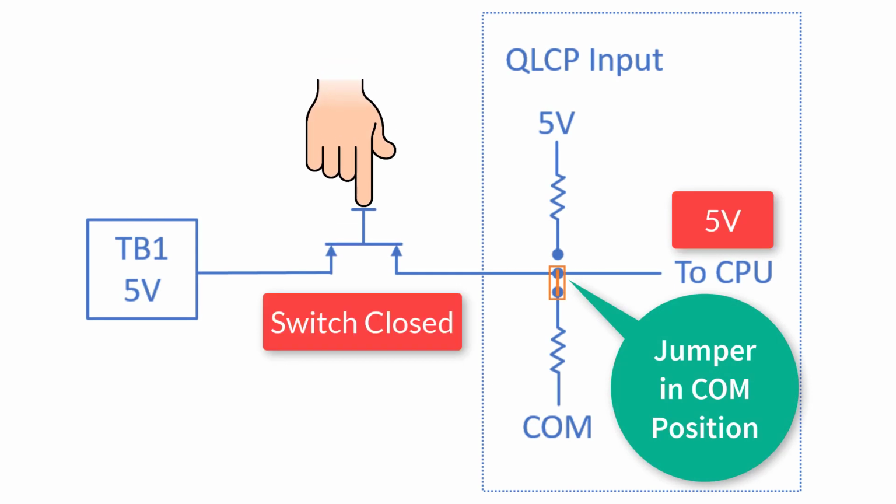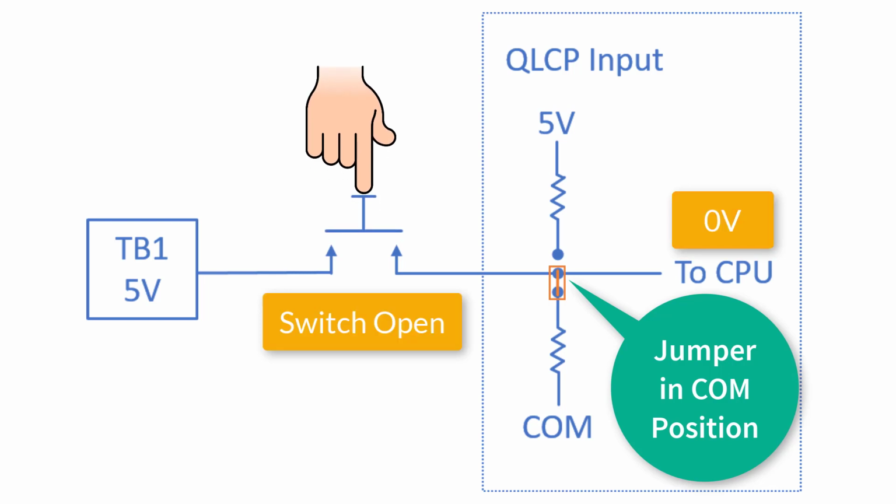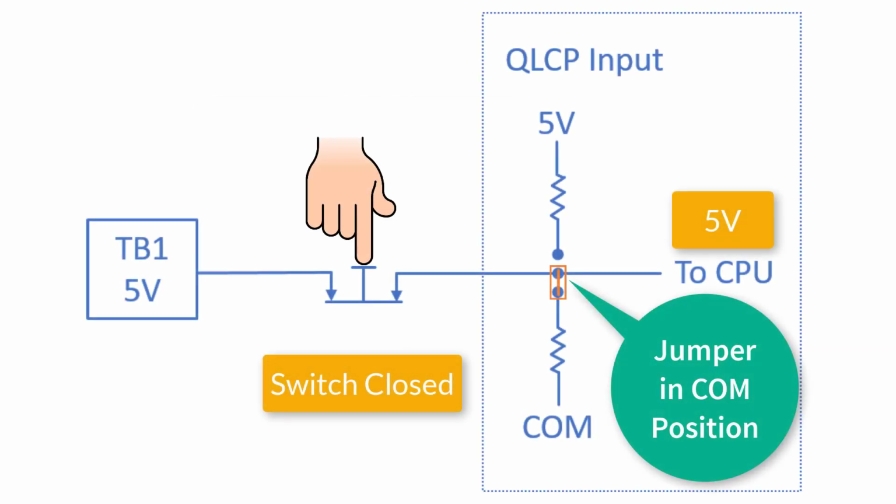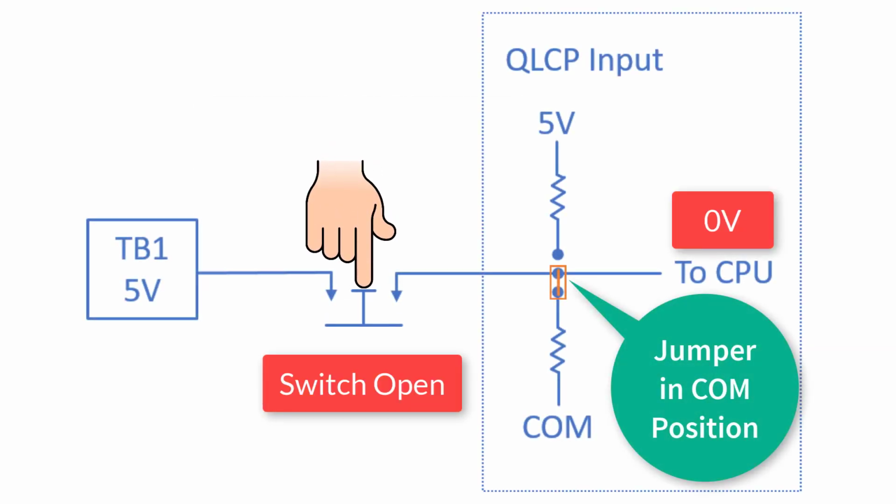If a closed switch contact applies 5 volts to the inputs, you need to configure the normal state of the QLCP inputs to be 0 volts or COM by placing the input jumpers in the COM position. Here we see a normally closed switch configuration that also requires the input jumper to be in the COM position.